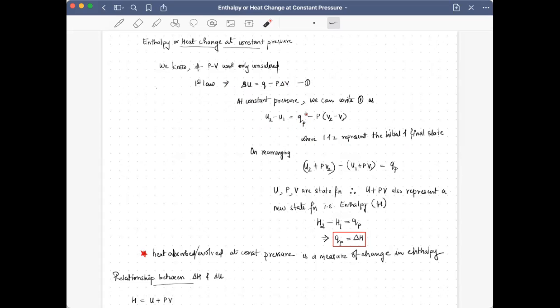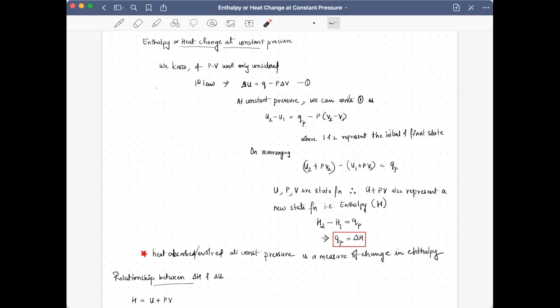Then we have the Q_P, since we are considering this at constant pressure. Therefore, we are going to write a subscript P here as we did for the constant volume. Thereafter, P is constant, so there is no variation in value. And then delta V, again a state function depending upon the final and the initial states. Therefore, we have V2 minus V1.